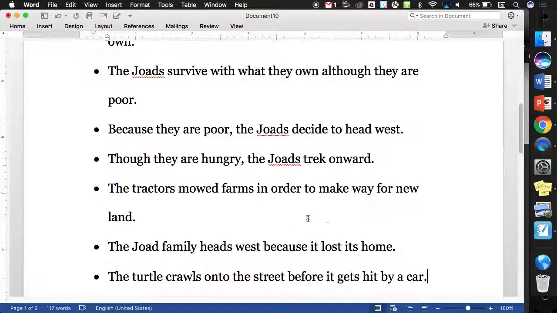Yeah, it is. Independent clause, the turtle crawls onto the street. I don't need a comma because the independent clause comes first. Before it gets hit by a car would be the dependent clause. I could switch it: before it gets hit by a car, comma, the turtle crawls onto the street. What if I did the turtle crawls on the street before getting hit by a car? Complex.